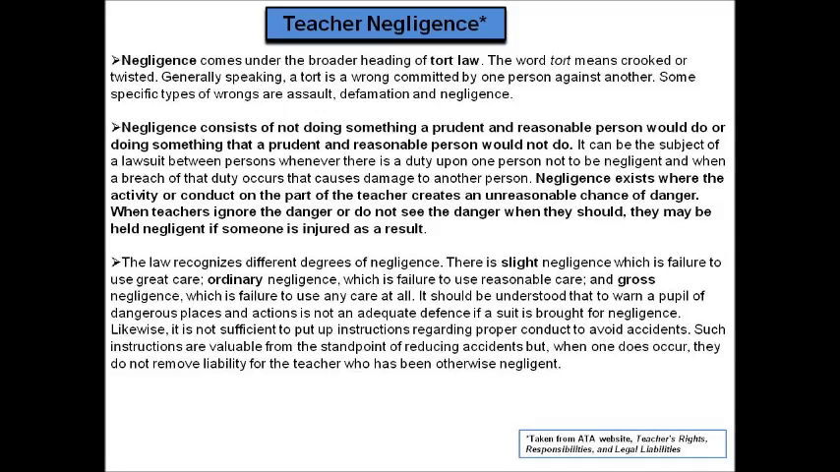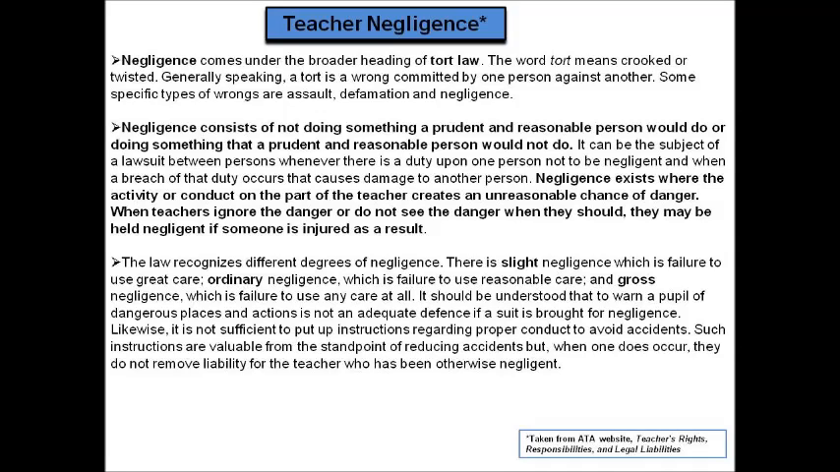Now, negligence consists of not doing something a prudent and reasonable parent would do, or doing something that a prudent and reasonable parent would not do. Okay, because it could mean, in other words, you do something or you fail to do something. It can be the subject of a lawsuit between persons whenever there is a duty upon one person not to be negligent, and when a breach of that duty occurs that causes damage to another person. Negligence exists where the activity or conduct on the part of the teacher creates an unreasonable chance of danger.